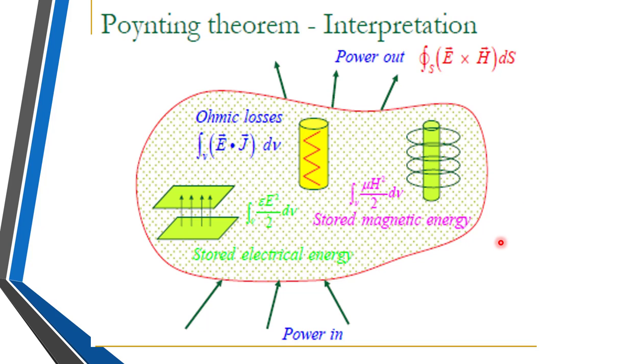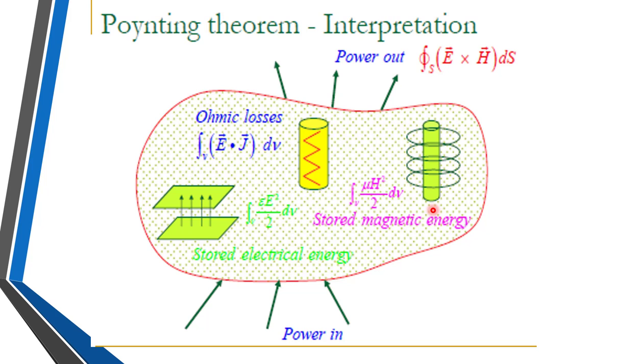So what the Poynting vector states, again we will see the statement. The Poynting vector, the product of electric field intensity and magnetic field intensity at any point, is a measure of the rate of flow of energy per unit area at that point. And that energy is because of all the three things.